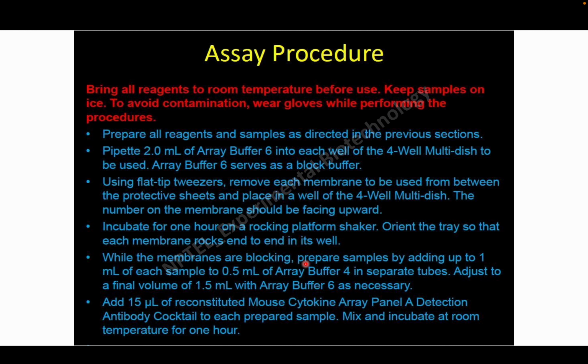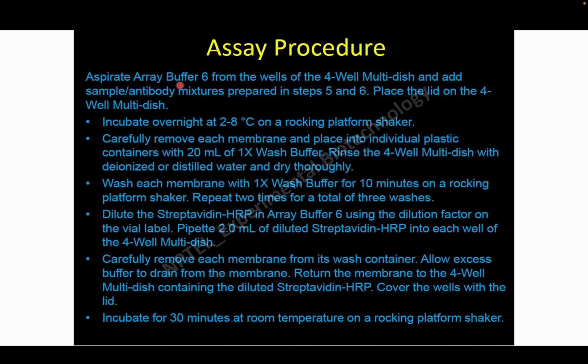While the membranes are blocking, prepare samples by adding up to 1 ml of each sample to 0.5 ml of array buffer. Add 15 microliters of reconstituted mouse cytokine array panel detection antibody cocktail to each prepared sample. Next, aspirate array buffer 6 from the wells of the 4-well multi-dish and add the sample antibody mixtures. Incubate overnight at 2 to 8 degrees Celsius on a rocking platform.